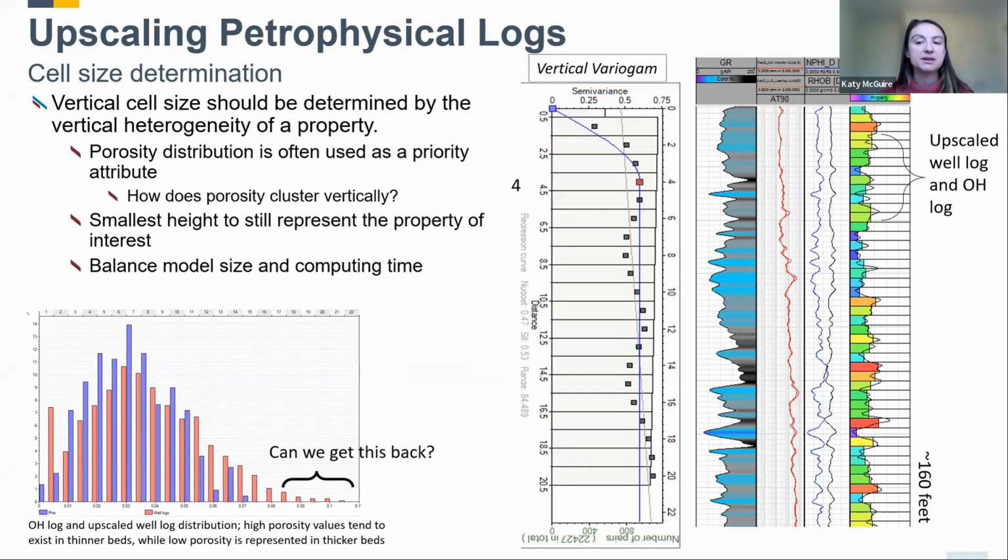Last but not least, we want to make sure that distributions of data are not changing between the open hole log and the upscaled well log. In this case, we can see that the pink bars, which represent open hole logs, have higher values, and they're not really being captured in the upscaling. This is usually something to do with bed thicknesses, and that your very high porosity beds are usually much thinner and more isolated than your low and average porosity beds. So bed thickness is not an evenly distributed attribute.